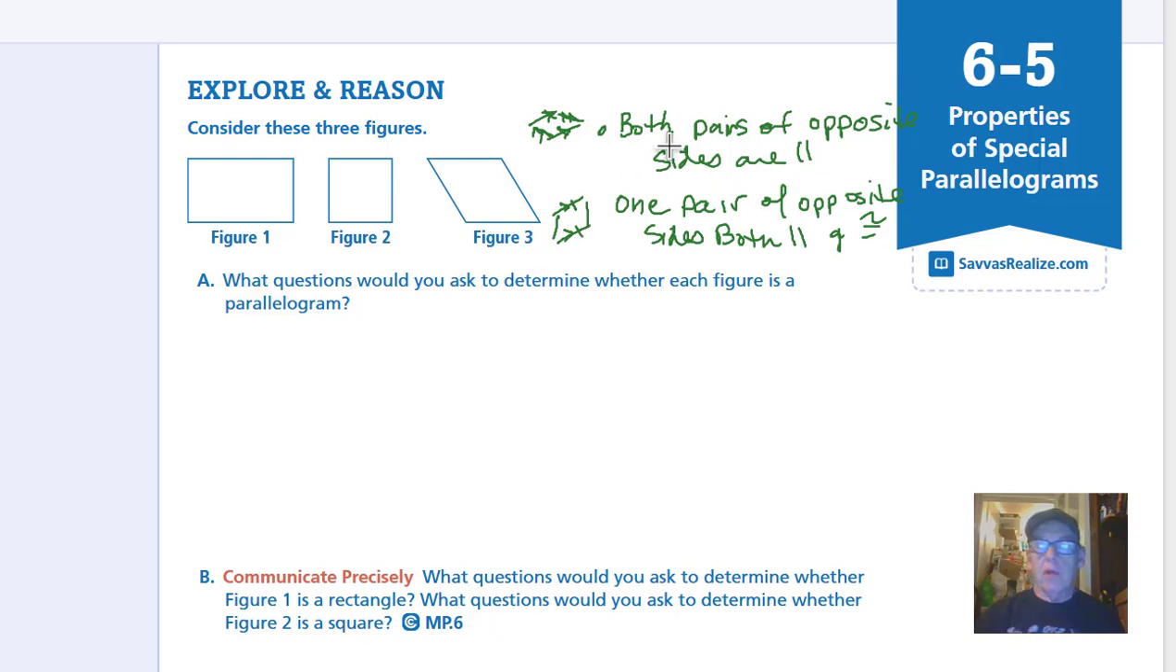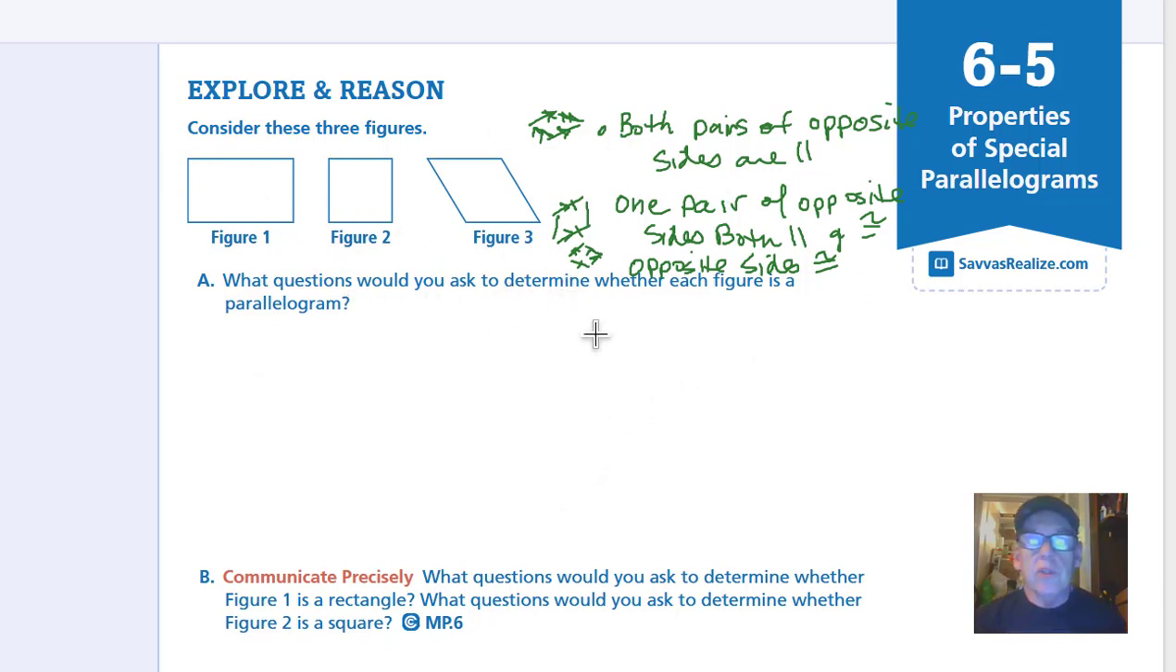Now, the other property that parallelograms have is that all opposite sides are congruent. So that would be that one, that one, that one, and that one. All these opposite sides are congruent to each other. That's enough also to be a parallelogram.